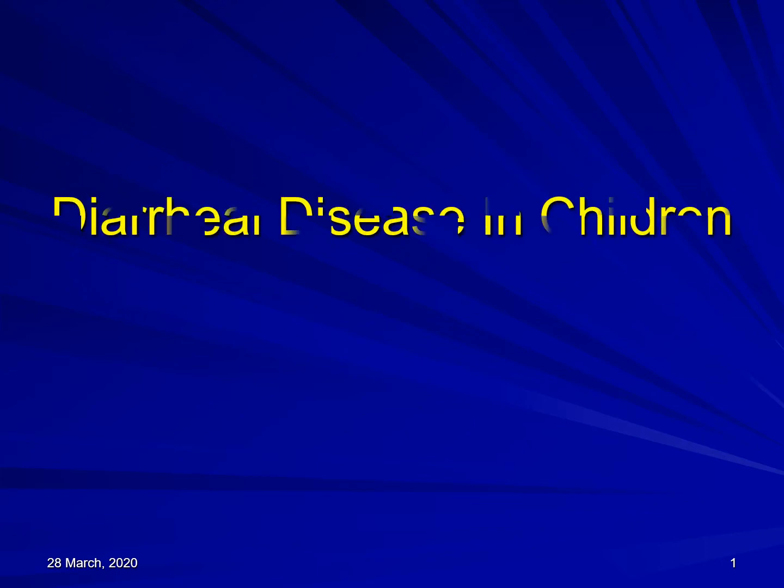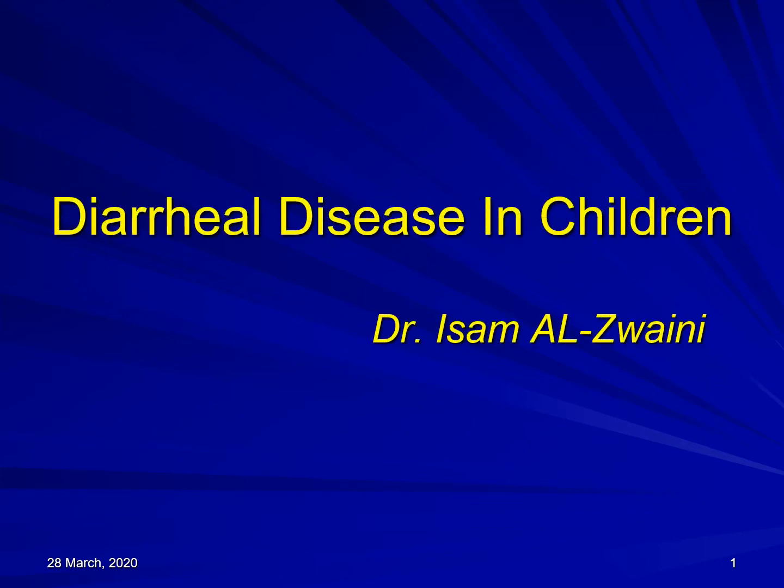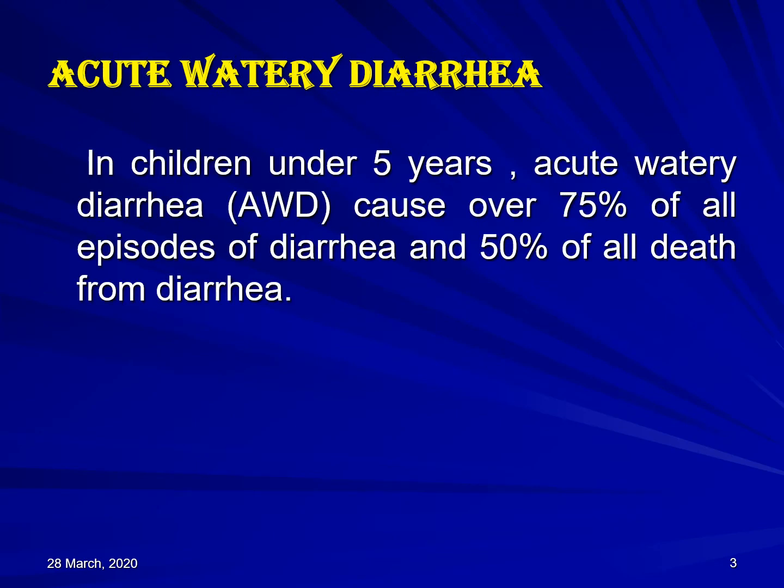As you remember, we divide the diarrheal disease in children into three clinical types: acute watery diarrhea, chronic watery diarrhea, and bloody diarrhea. The most common type is the acute watery diarrhea. This is in children under 5 years. It accounts for about 75% of all episodes of diarrhea and 50% of all deaths from diarrhea. So it is the most common type.